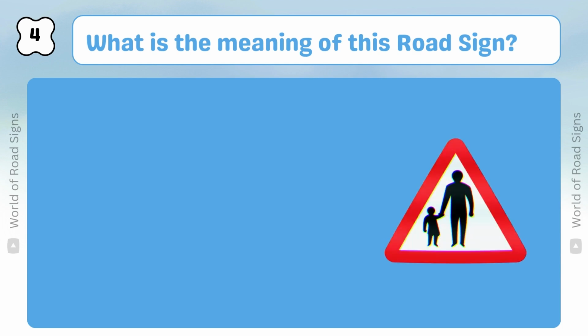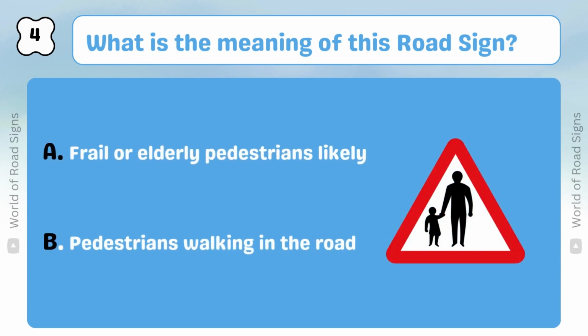Question 4. What should drivers expect after seeing this sign? A. Frail or elderly pedestrians likely. B. Pedestrians walking in the road. Well done if you chose option B. Pedestrians walking in the road.